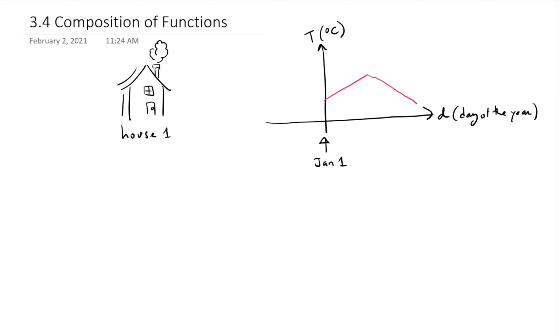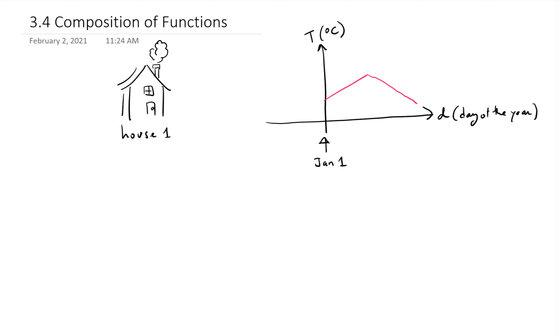So we're going to return to the house heating problem, but just focus on house 1. Now I imagine we've got the temperature outside, the average temperature outside on a day of the year. So when D is 0, we're at the beginning of January 1st, and then we move on throughout the year. So we'd have a function defined from 0 to 365.